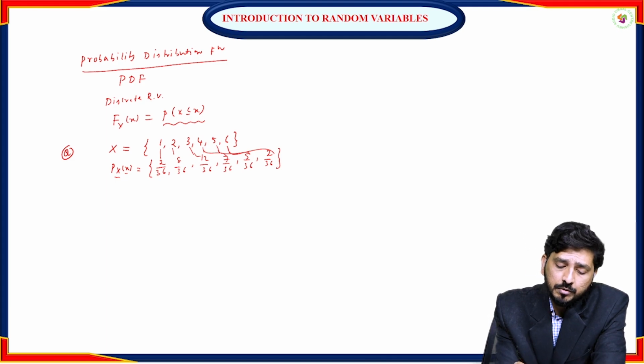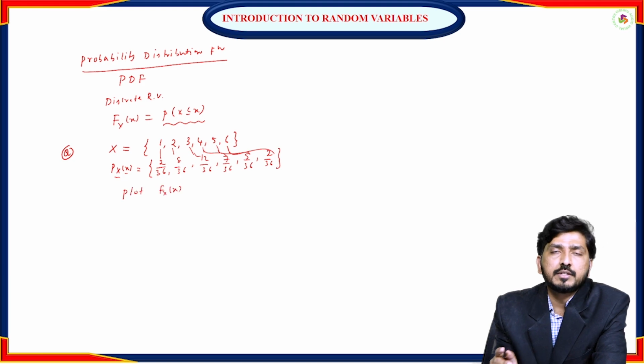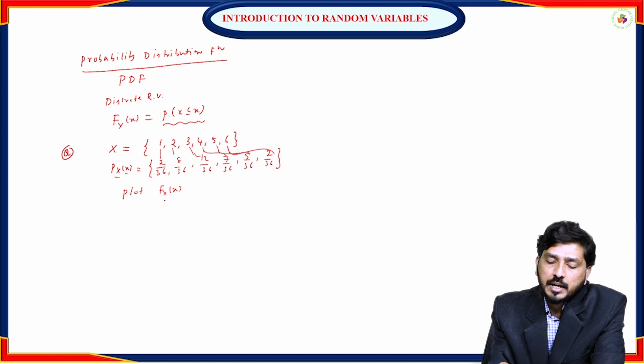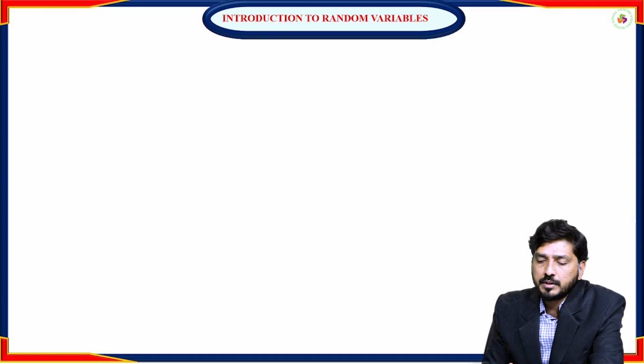Now we need to plot the distribution function F_X of x. Plot, in the sense that we need to draw the characteristics of the distribution function with respect to the random variable. Plot means the graph between F_X of x and the elements of the random variable X. Now, how to plot this, we will see now.